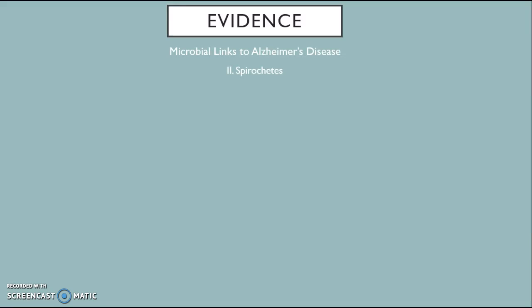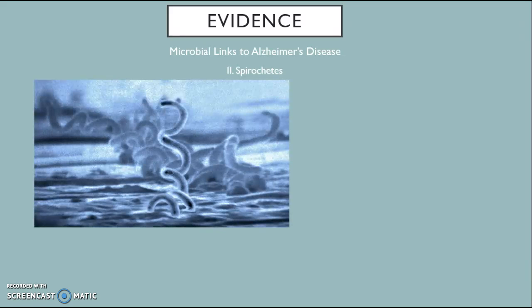Another example of some evidence would be spirochetes. Syphilis and Lyme disease are caused by spirochetes, and those are the main two that are mostly talked about. Spirochetes are long and slender and coiled sort of like an old phone cord. Spirochetes can be both aerobic and anaerobic.